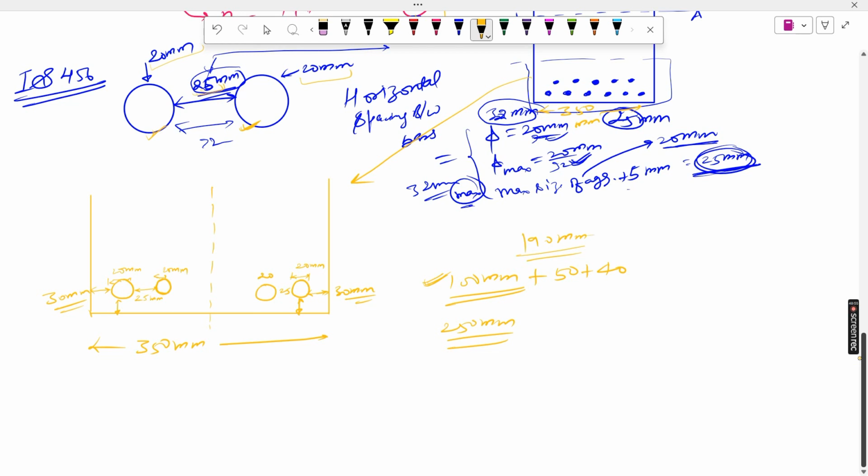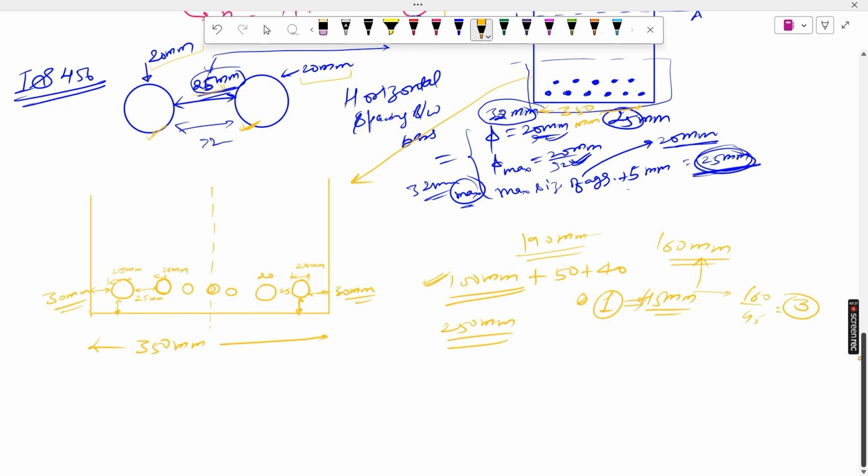Now how much distance do we have remaining? 350 minus 190, it becomes 160 mm. If I put 1 bar, how much distance does it occupy? 25 plus 20, 45 mm. How much do we have? 160. So how many sets can we get? Just divide 160 by 45. 45 two times is 90, plus 45 is 135. So 3 bars we can put easily: 1 bar here, 1 bar here, and 1 bar at the center.